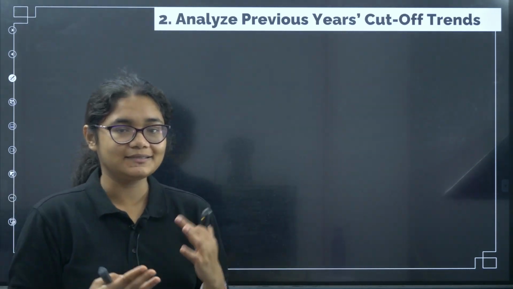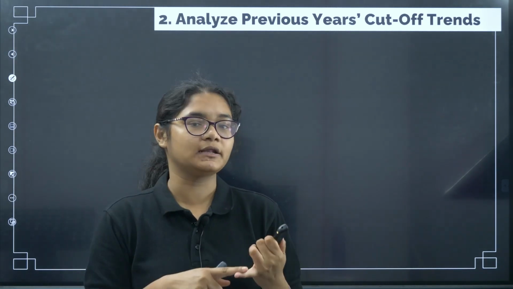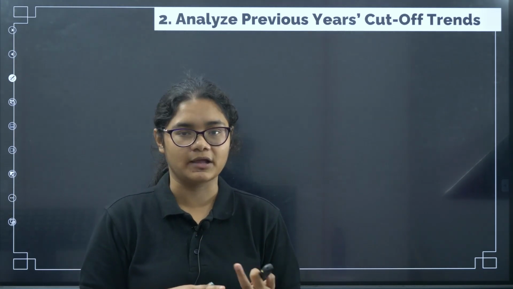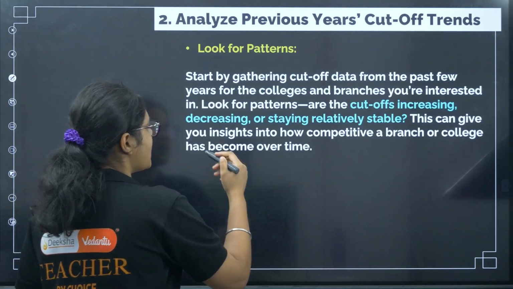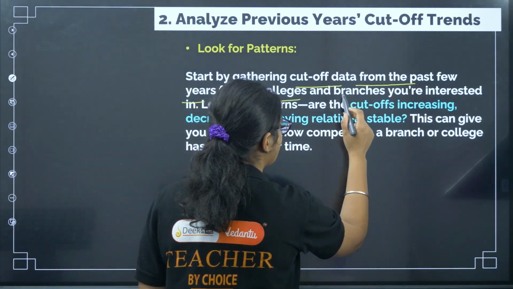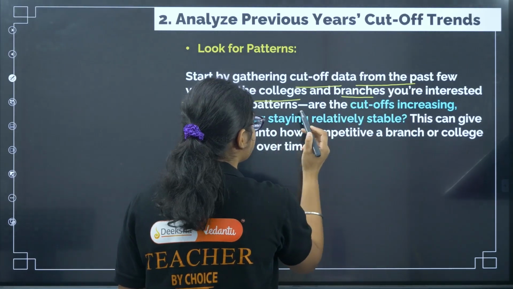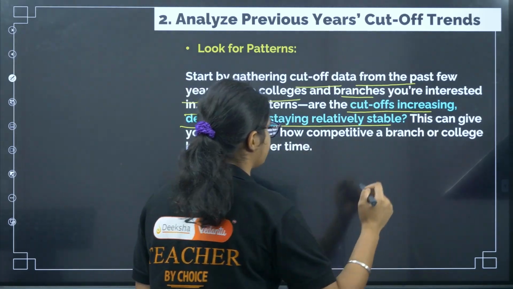We have to analyze what the cutoff was last year for a particular college and a particular branch. So now see what you have to do. Start gathering the cutoff data from the past few years for the colleges and branches you are interested in. Look for the pattern: is the cutoff increasing, decreasing, or staying relatively stable?